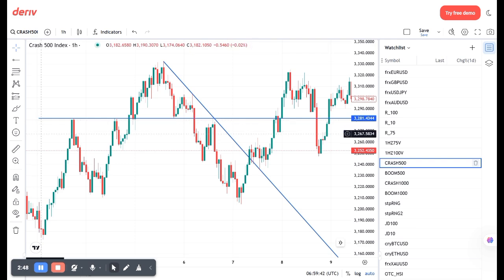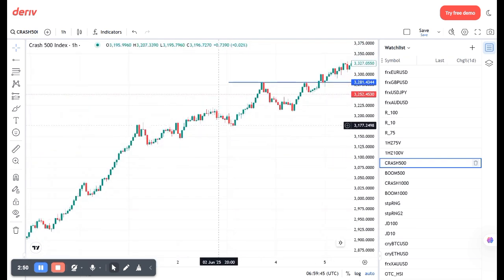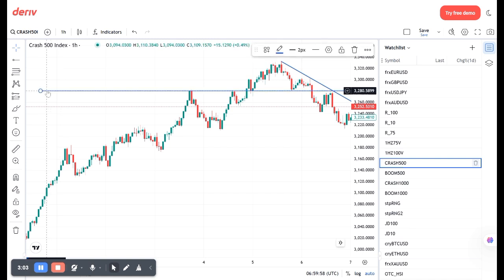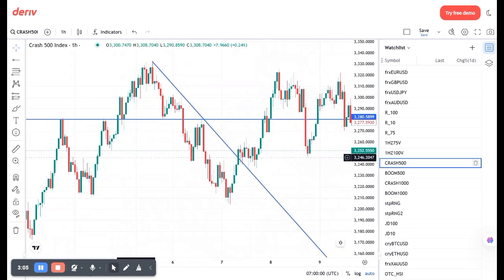So when you draw your line, you'll have to check for price movement to the left side. Never forget that, so that you see price behavior at that certain area.